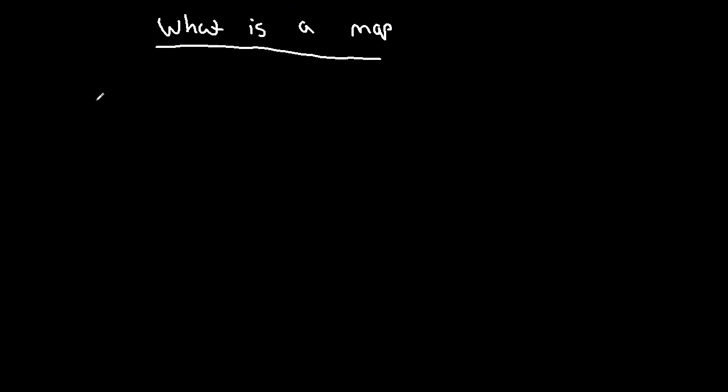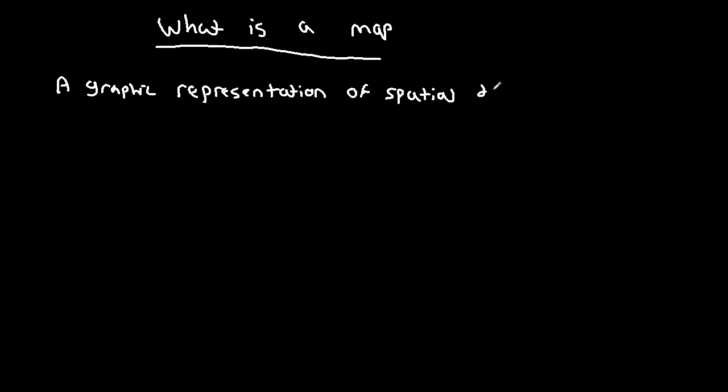Whenever I think of a map, I always think of the definition: it's a graphic representation of spatial data that shows spatial relationships.